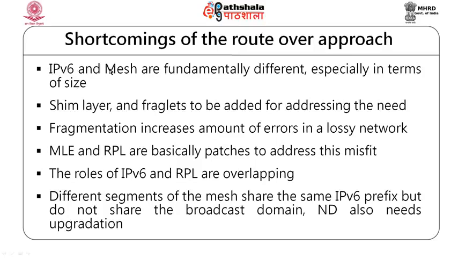First thing, IPv6 and mesh are fundamentally different. IPv6 is a case where huge packets are flowing, whereas mesh is where very small packets flow. So, the solution we need is a shim layer and fragmentation, and fragmentation increases the amount of errors. I have already talked about that in the previous module. We need additional protocols like MLE and RPL. Why do we need them? Because there is a basic mismatch, a misfit. To address those misfits, I need this, because IPv6 for example demands a working link which is not present. So, you need MLE. IPv6 does a lot of broadcasting, which we would like to avoid. So, we need RPL, that is the point here.